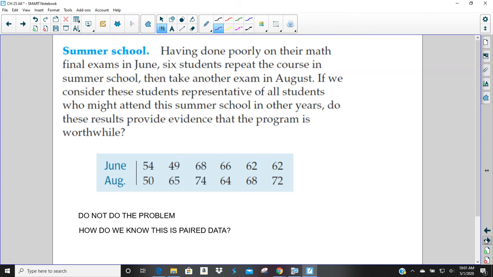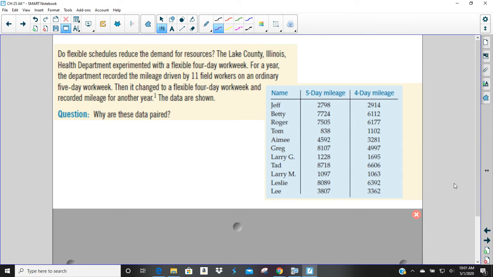Yes, it is, because we're still doing before and after. Same student, June, same student, August. So it is still paired data. Okay, so that's where paired data would come into play. I have one more example.